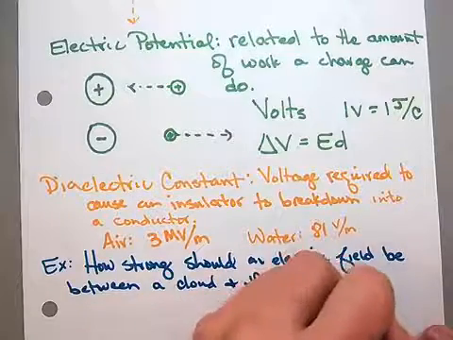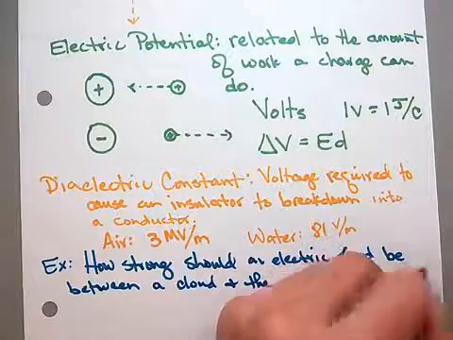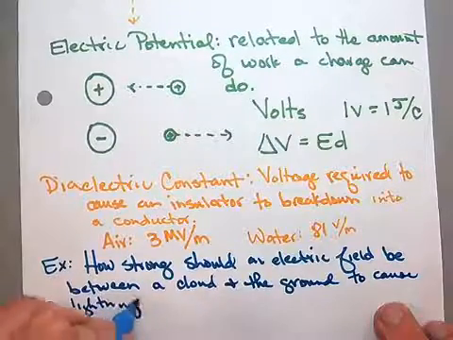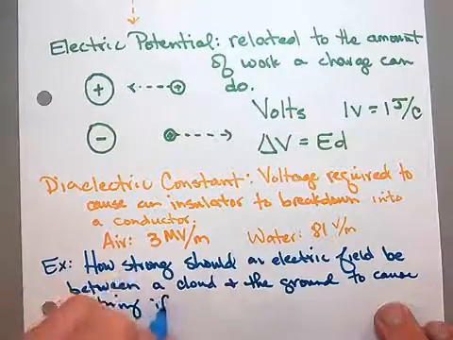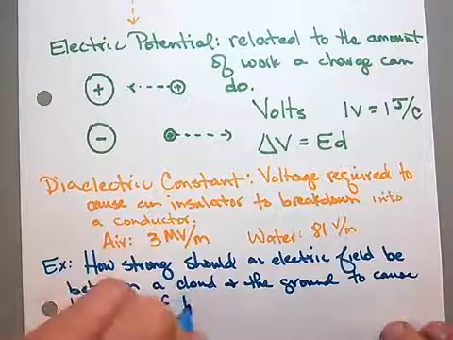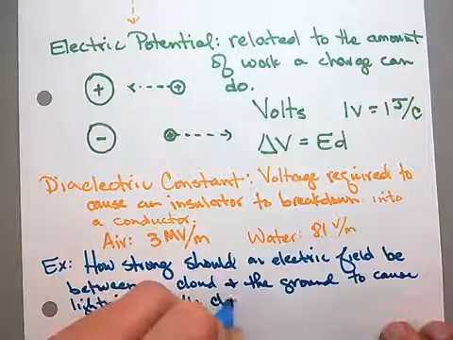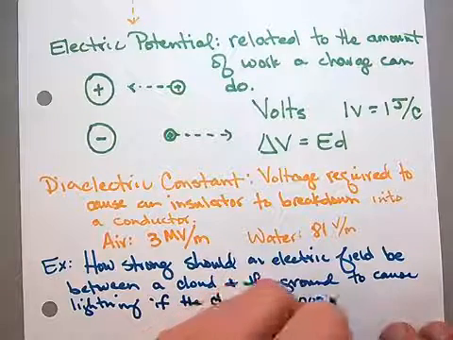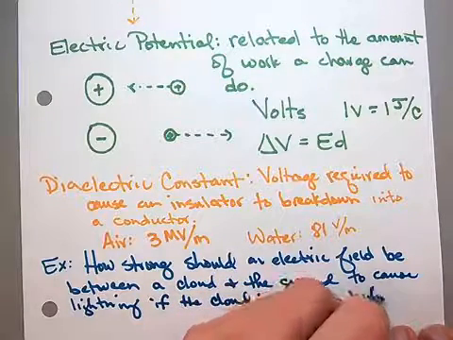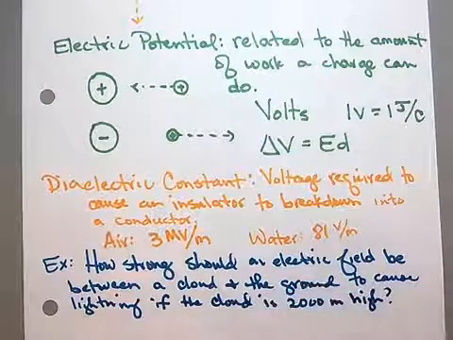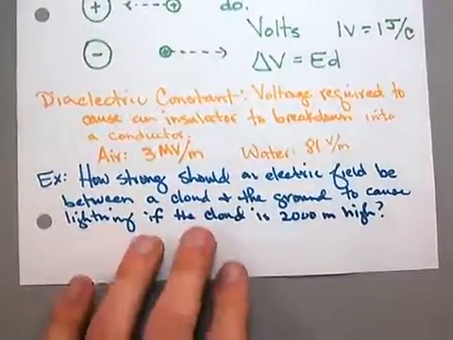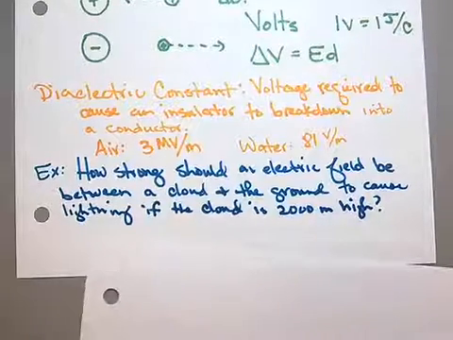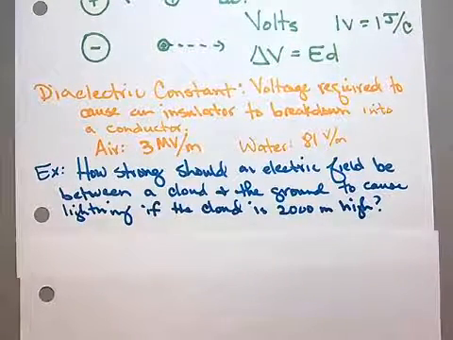How strong should an electric field be between a cloud and the ground to cause lightning if the cloud is 2,000 meters high? Okay, so how strong of an electric field should be between a cloud and the ground to cause lightning if the cloud is 2,000 meters high?